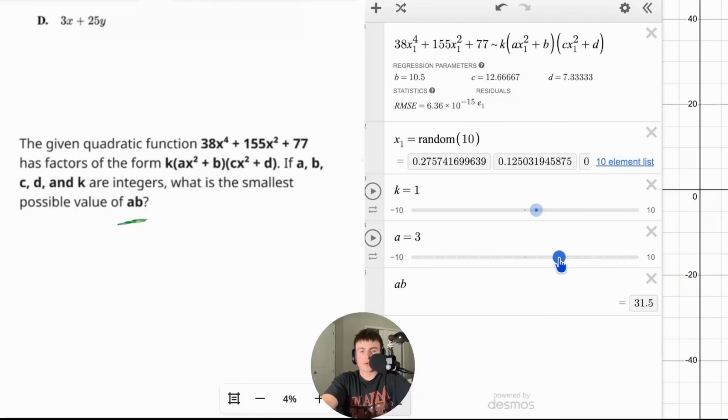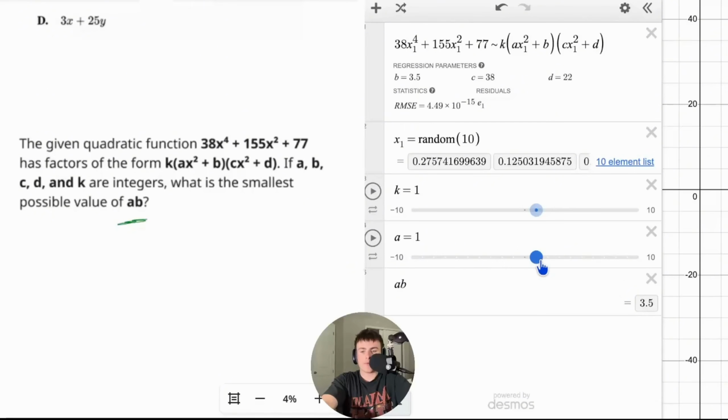And you might be wondering, Scott, why'd you pick a to be a slider? Well, I want to pick one of the letters that I'm looking for. So I'm looking for ab. I can either pick a or b, just drag it until I get all integers, and then just find ab. That's it. So pick one of the things you're looking for so you can control that value, and then find ab. So this is the smallest it's going to go.